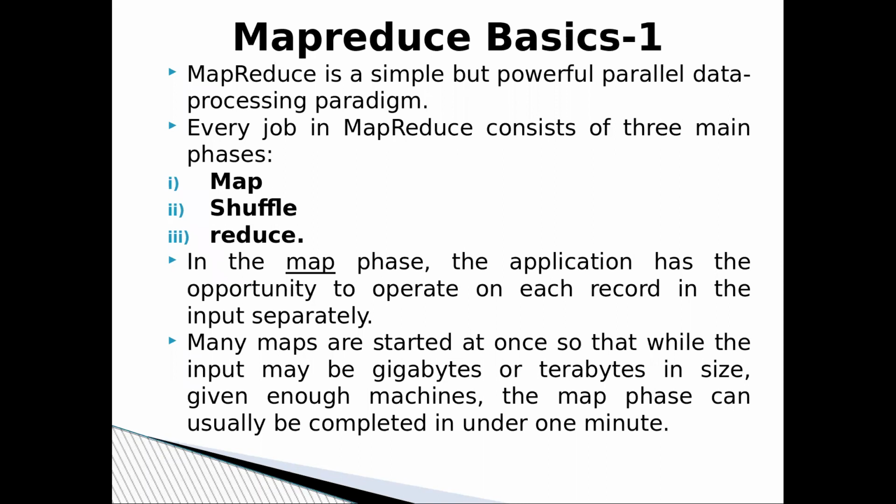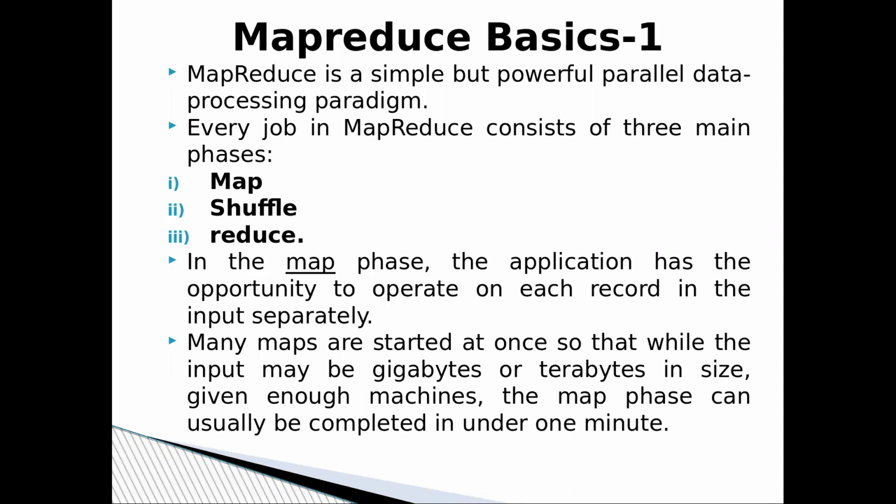So in MapReduce, every job that you submit to MapReduce consists of three phases. There is a map phase, there is a shuffle phase, there is a reduce phase. Okay, so in the map phase, the application has the opportunity to operate on each record in the input separately. So when we are talking of our input data, it is converted into records. Okay, and in your map phase, each record is worked upon by a mapper.